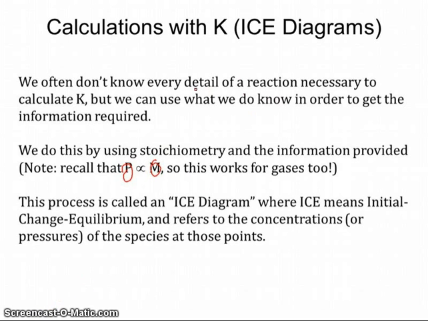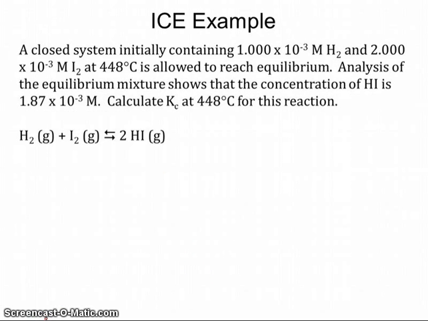When we do this, it's called an ICE diagram, where the ICE stands for initial, change, and equilibrium. So this is going to refer to the concentrations or pressures of the species at those 3 points. An example of this: if I take a closed system that has 1.0 times 10 to the -3 molar H2 and 2 times 10 to the -3 molar I2 at 448 and allow it to reach equilibrium, and then measure it, I see by analysis that the equilibrium has a concentration of HI that is 1.87 times 10 to the -3 molar. They want to know what Kc for this process is at 448 degrees Celsius.